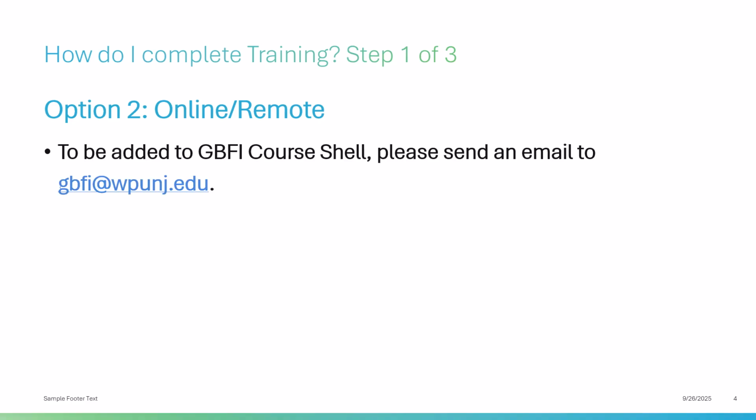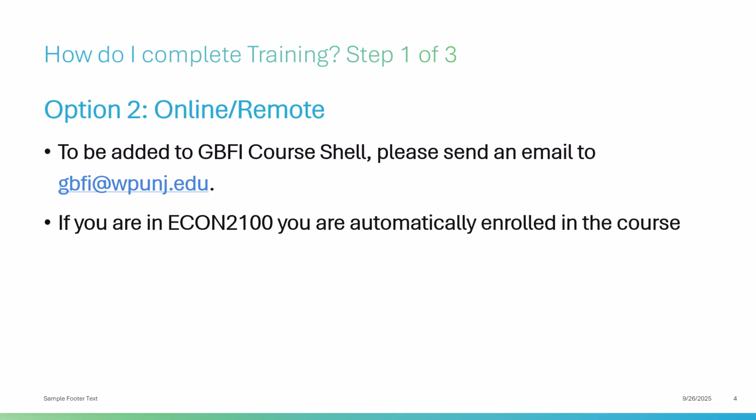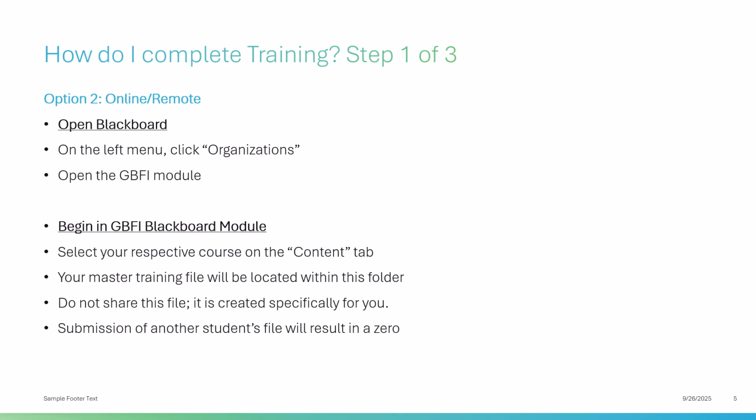Students may also elect to complete training online. This can be done via our Blackboard organization course shell. In order to gain access to our organization course shell, students will email GBFI, at which point a representative will forward a link to be completed. Anyone who's currently enrolled in Econ 2100 is automatically enrolled in a course. Once a user is granted access, they can open the GBFI module in Blackboard on the left-hand side menu and click on the organizations and choose GBFI.